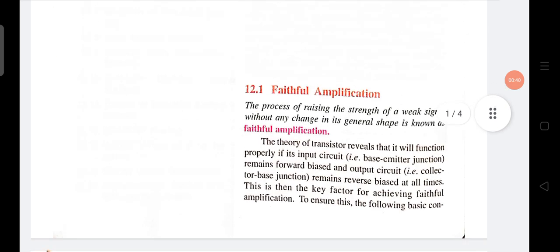Before we can study transistor biasing, we should know about faithful amplification. What is faithful amplification? The process of raising the strength of a weak signal without any change in its general shape is known as faithful amplification. That means raising the strength of the weak signal which is given to the input of the transistor, without changing any shape of the signal. It's called faithful amplification.